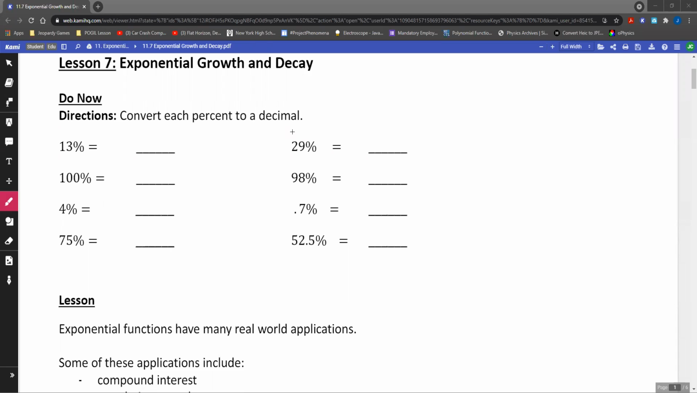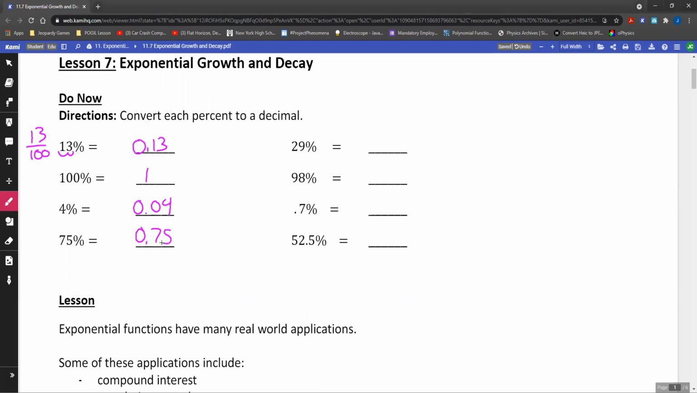Basically, one of the things that you're doing is taking the number, like the 13 in this example, and dividing by 100. That's the same thing as what I said last time, where I said to move the decimal place 2 times. So you can do one or the other, it doesn't really matter. This would end up being 0.13. This would be 0.04, 0.75, 0.29, 0.98, 0.007, and 0.525.